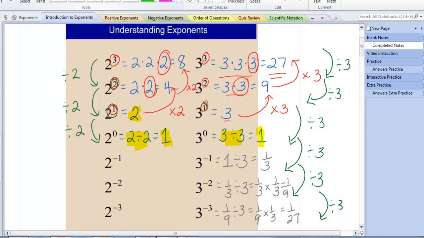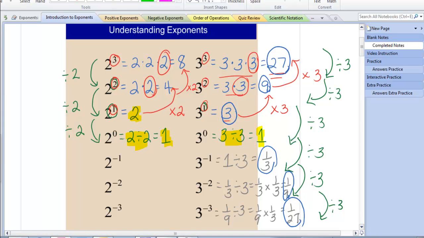So did you notice that 3 to the negative first power is the same thing as 3 to the first power flipped upside down? In other words, 3 to the negative first power is the reciprocal of 3 to the positive first power. Does that hold true for 3 to the negative second power and 3 to the second power? Yes, it does. 1/9 is the reciprocal of 9. Does it hold true for 3 to the negative third power and 3 to the positive third power? Yes, it does. 1/27 is the reciprocal of 27. So that's a pattern I'd like you to recognize.